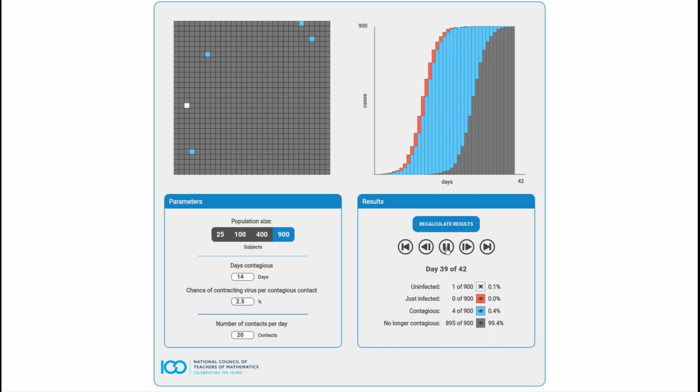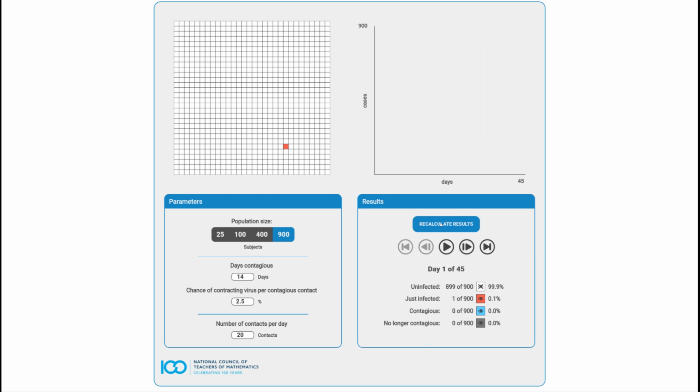Okay, out of this whole high school, 1 person did not get sick. 1 out of 900. Does it always turn out that way? Well, I'm going to recalculate the results. 45 days. Probably the same. 55 days. On day 7, nobody's sick. 8, 9, 10. If he'd have made it to 14 days, he or she would no longer have been contagious and it would have been over.